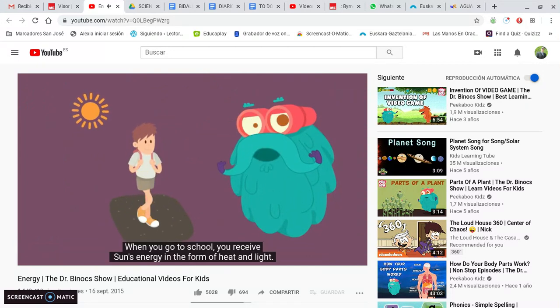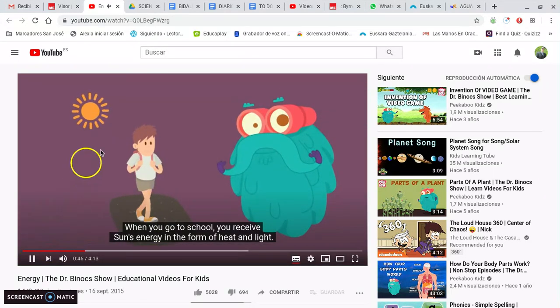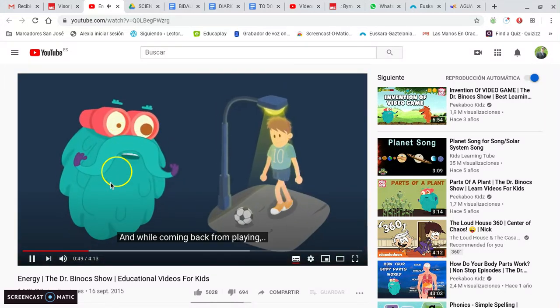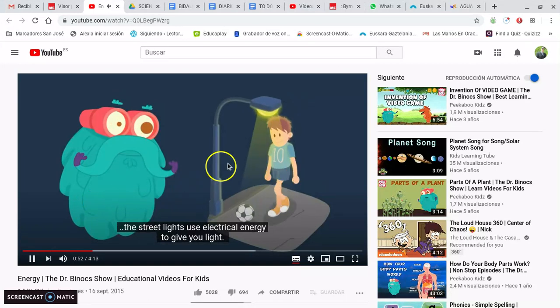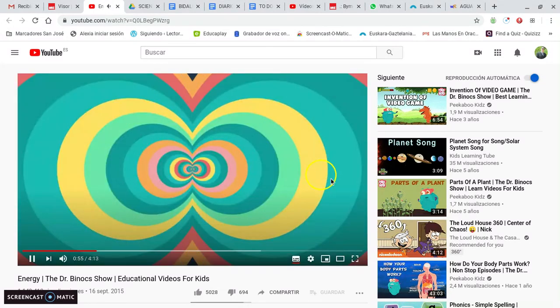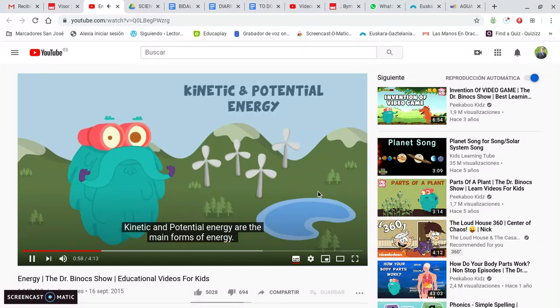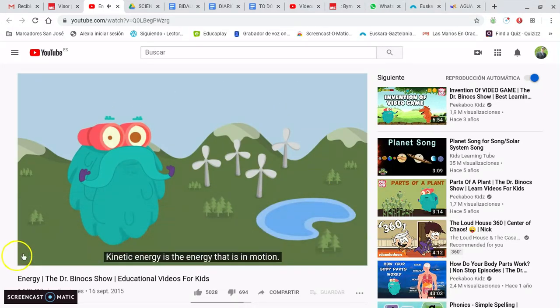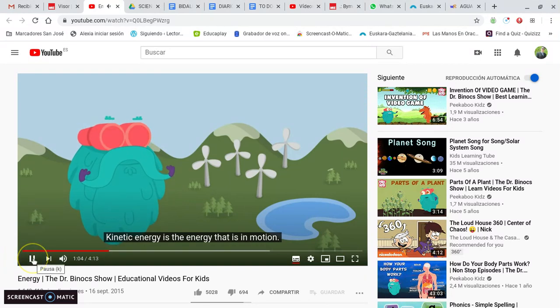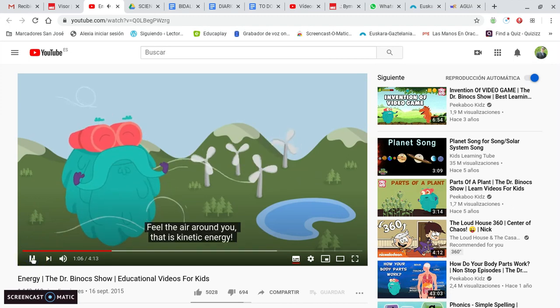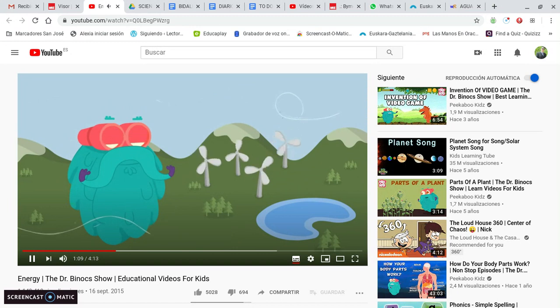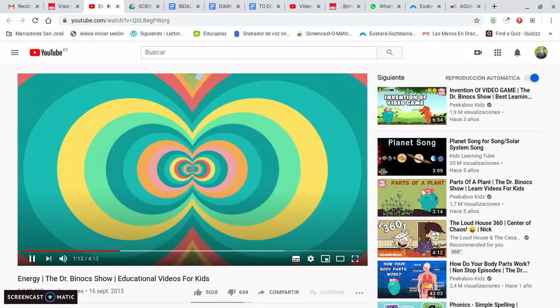When you go to school, you receive the sun's energy in the form of heat and light. And while coming back from playing, the street lights use electrical energy to give you light. Kinetic and potential energy are the main forms of energy. Kinetic energy is the energy that is in motion. Kinetic energy is in objects that are moving, right? In motion means moving. The objects that are moving have kinetic energy. Feel the air around you. That is kinetic energy, because it is moving.